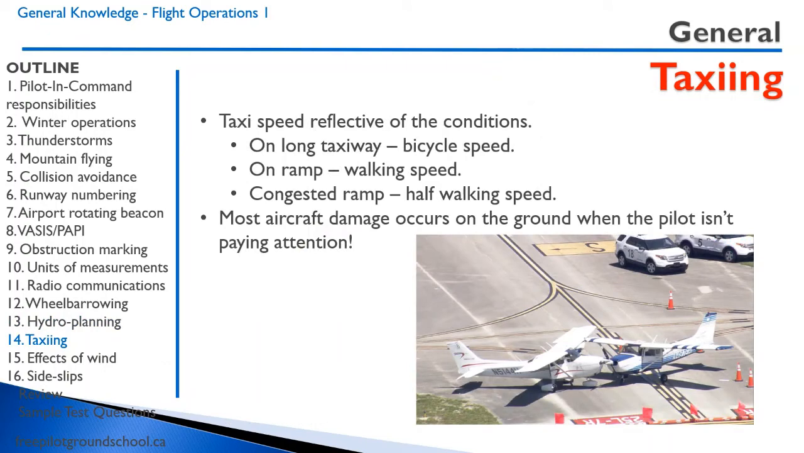Let's talk quickly about taxiing the aircraft. You'll learn more about this in one of your early flight lessons, how to taxi the aircraft properly on the ground. Generally speaking, though, the speed that you want to taxi is dependent on the circumstances. On a long taxiway, it's usually safe to travel at bicycle speed. Let's say 15 kilometers per hour, about 5 or 10 knots. On the ramp, you want to be at walking speed. Let's just say 5 knots, and on a congested ramp, half walking speed, 1 or 2 knots.